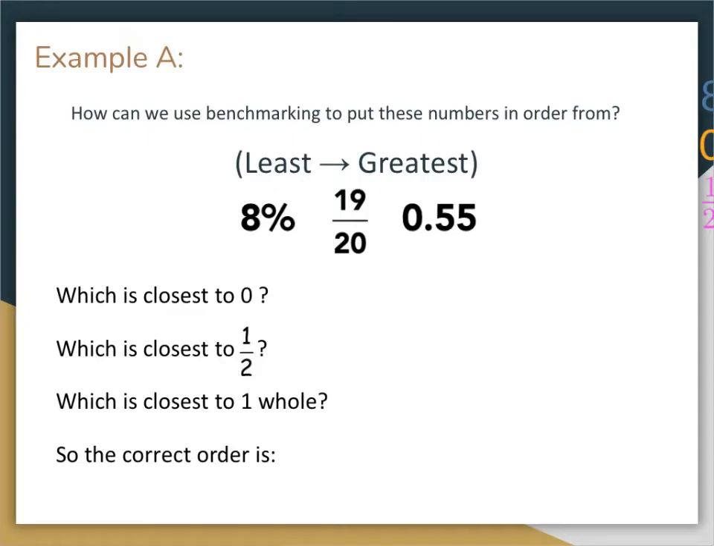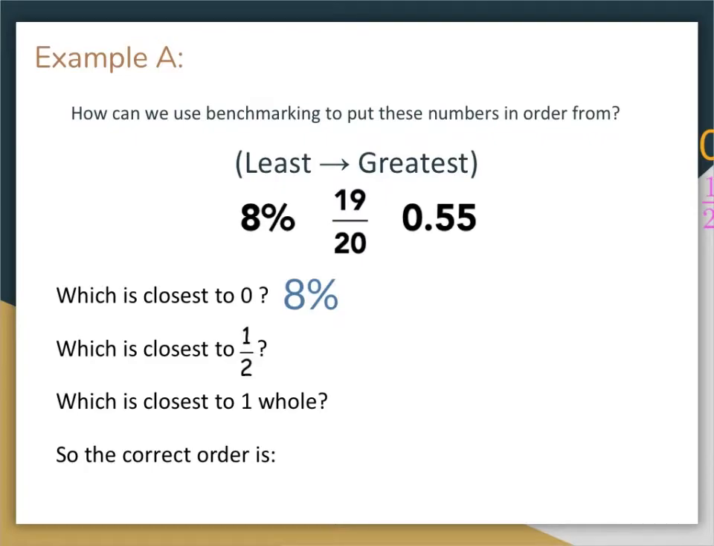The first one says, which is the closest to 0? Looking at these numbers, I've got 8%, 19/20ths, which is really close to being a whole, and 0.55 kind of in the middle. So I think the one that's closest to 0 is the 8%. I mean, 8% is not a lot. If you got an 8% on a quiz, you would not be very happy. That would be almost 0.